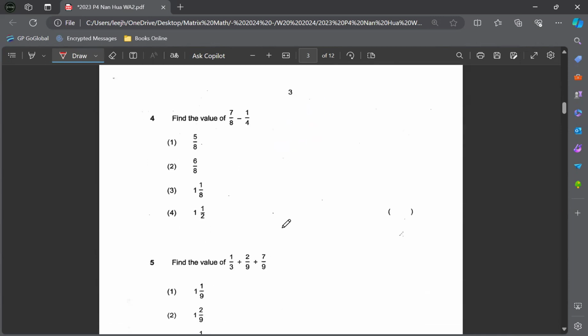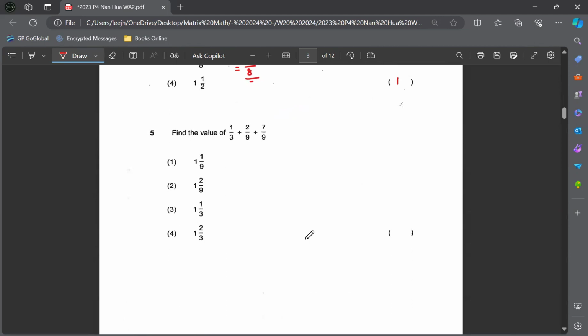Find the value of 7/8 minus 1/4. Okay, so 7/8 minus 1/4. Remember not to do the equation inside this because it's going to be very messy. So you just write it out again. So change the denominator times 2 to the same. So equals to 7/8 minus, this will be 2/8. 7 minus 2, 5/8. So your answer is option 1 because this is already in the simplest form. You cannot simplify anymore. Okay. Question 5.